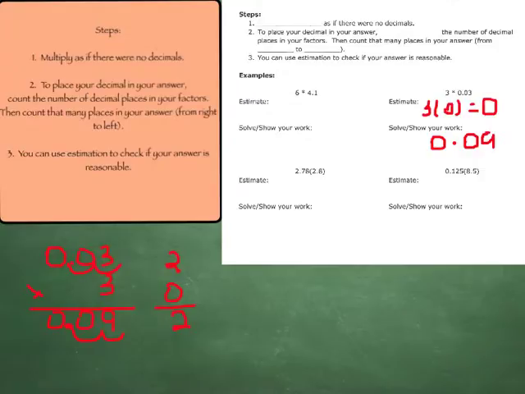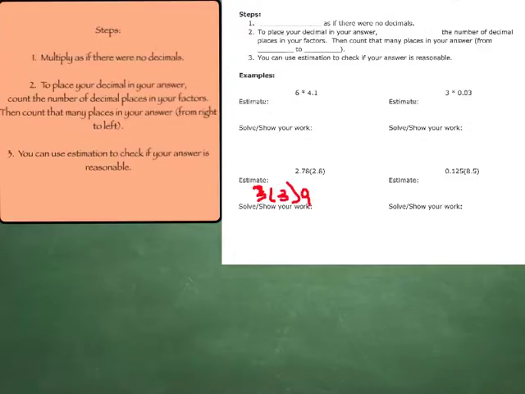0.09 is close to 0, so our answer is reasonable. Now let's look at example number 3. 2.78 is about 3. 2.8 is about 3. So 3 times 3 is 9. So our answer is going to be about 9. Now we write out the number.